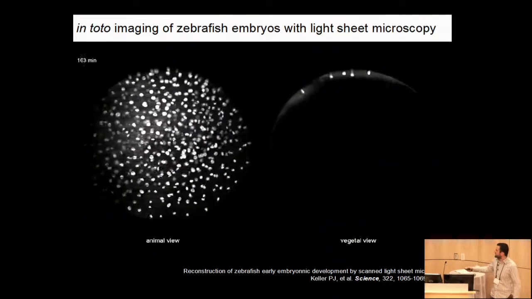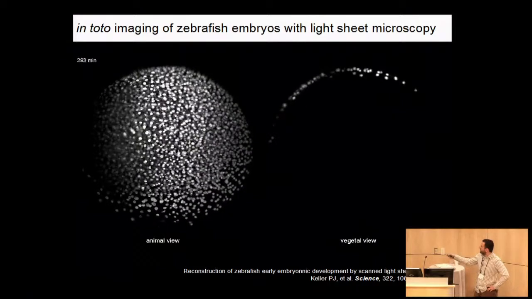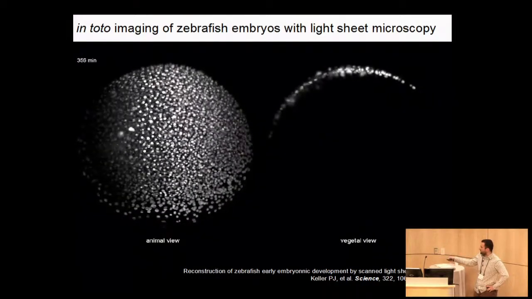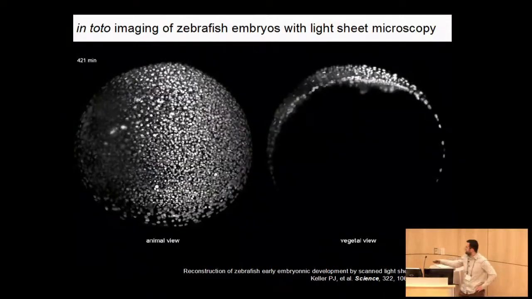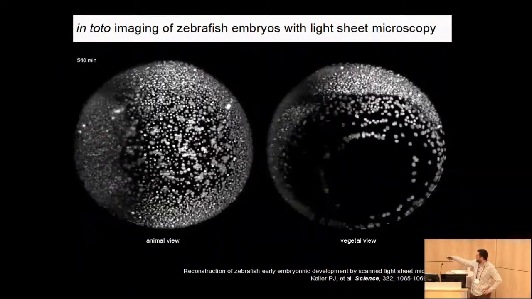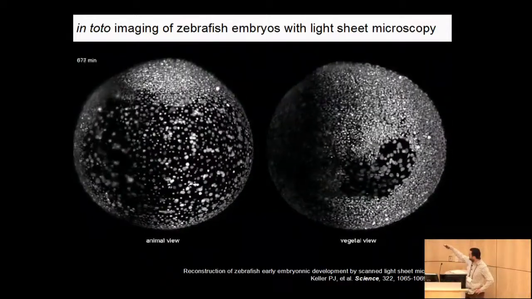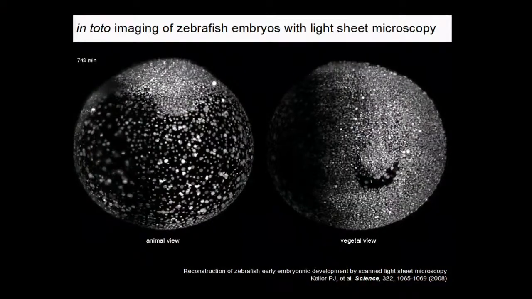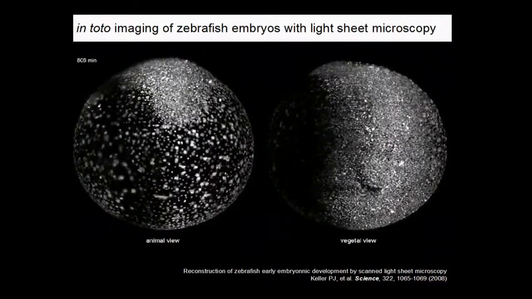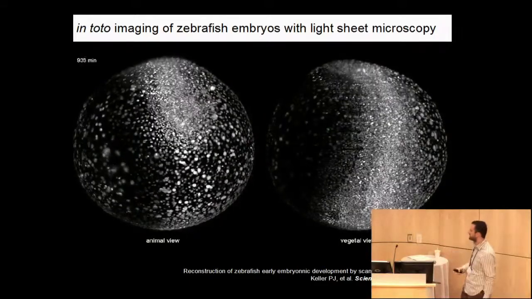I show you here, for instance, some data from EMBL using SPIM to image development of a zebrafish embryo. This is the first 24 hours. You can image thousands of cells. Here, these are 2 different views. You can quite easily follow the development because most of it is occurring at the surface of the embryo. Just by visualizing these 2 views, you have an idea of what's going on.